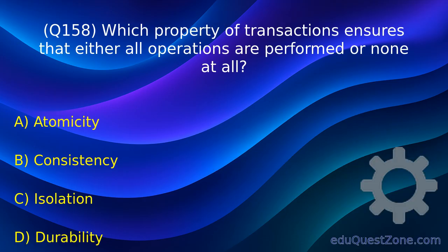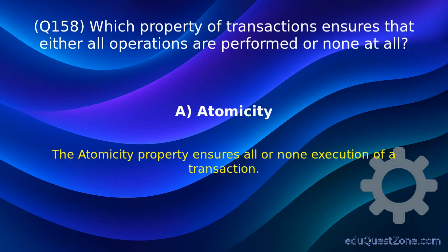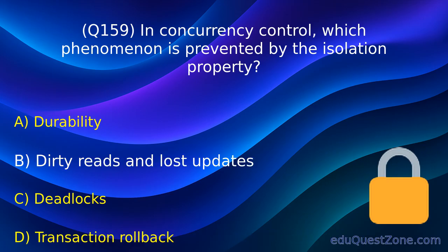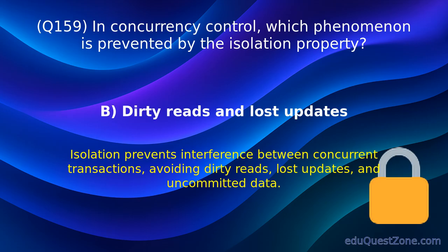Question number 158. Which property of transactions ensures that either all operations are performed or none at all? Option A. Atomicity. Atomicity guarantees that the transaction executes completely or not at all. Question number 159. In concurrency control, which phenomenon is prevented by the isolation property? Option B. Dirty reads and lost updates. Isolation prevents one transaction from seeing intermediate data of another concurrent transaction.